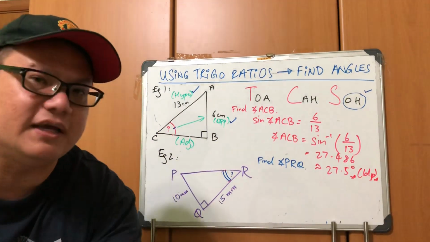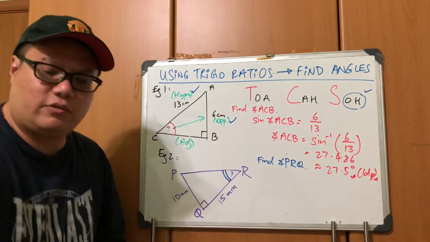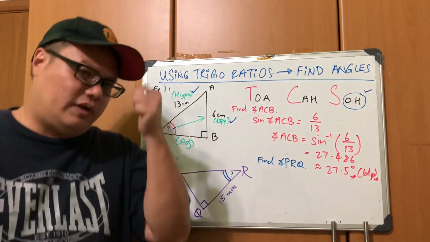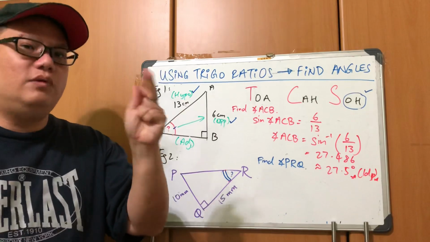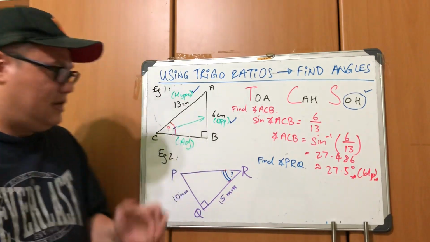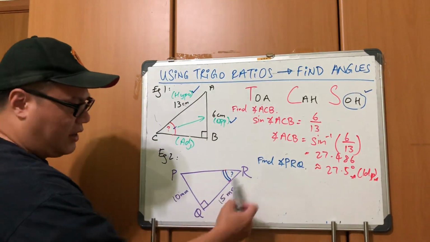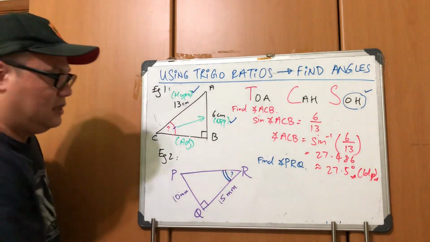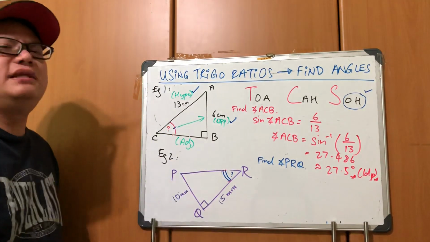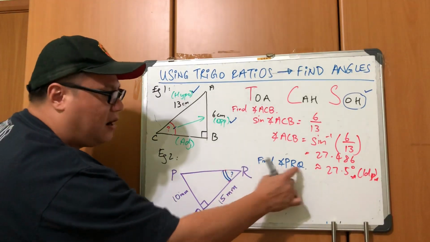Second example, same thing. I'm going to go through the same 3 critical questions. Ask myself, what do I have? Second point, what am I trying to find? Number 3, which Trigo ratio ties them up? Let's take a look at this. This is a triangle PQR. PQ is 10 millimeters. QR is 15 millimeters. I want you to find angle PRQ.